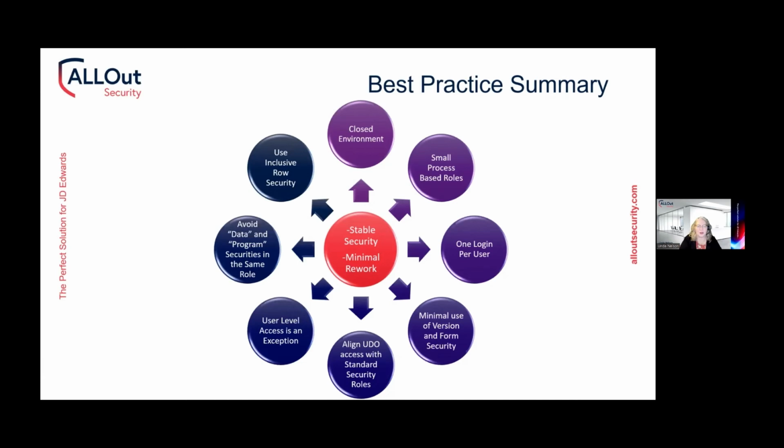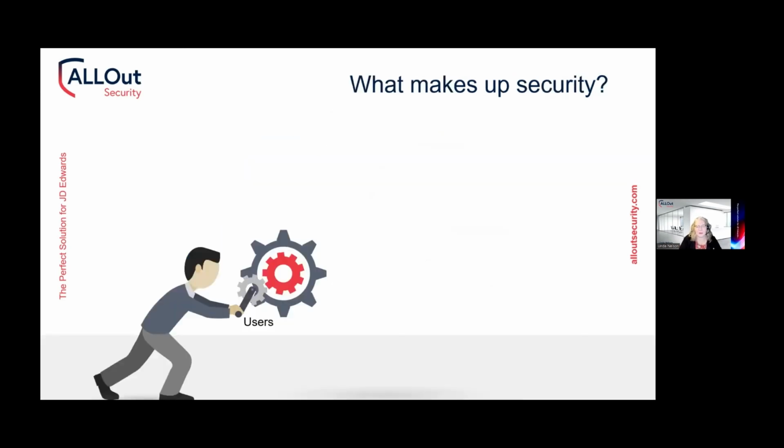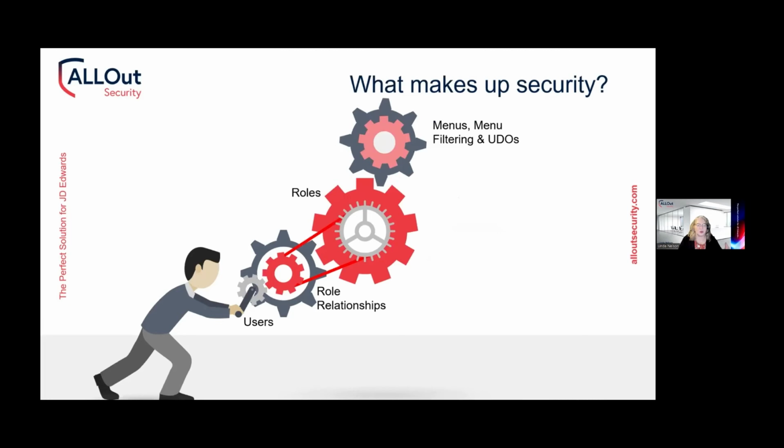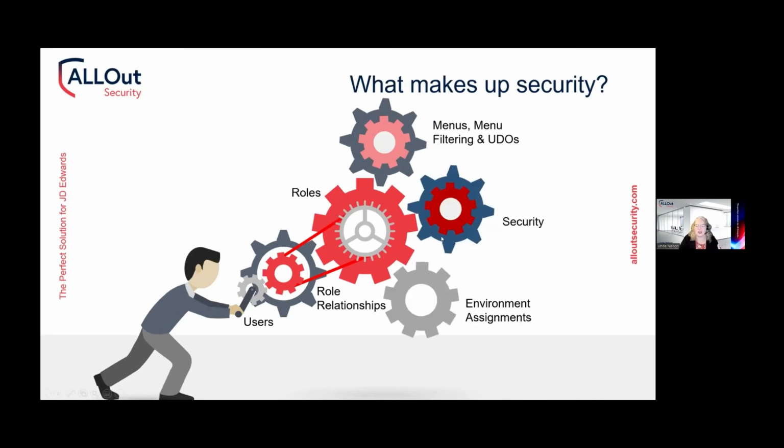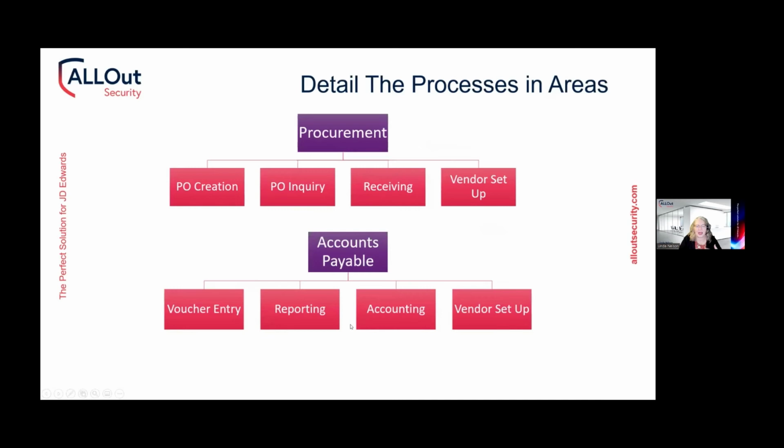And then make sure you're using inclusive row security to really simplify who has access to what. So security can look really complicated in JD Edwards when you're working with users and roles and relationships and how you're accessing stuff, what the security records are, and what environments they're working with. It really doesn't have to be that complicated. It really can be simple.